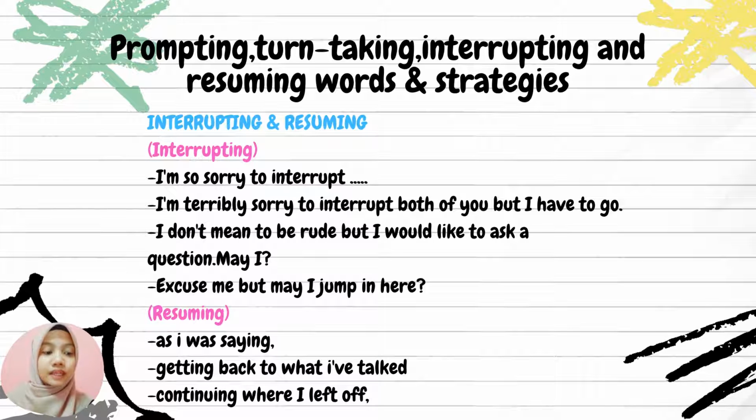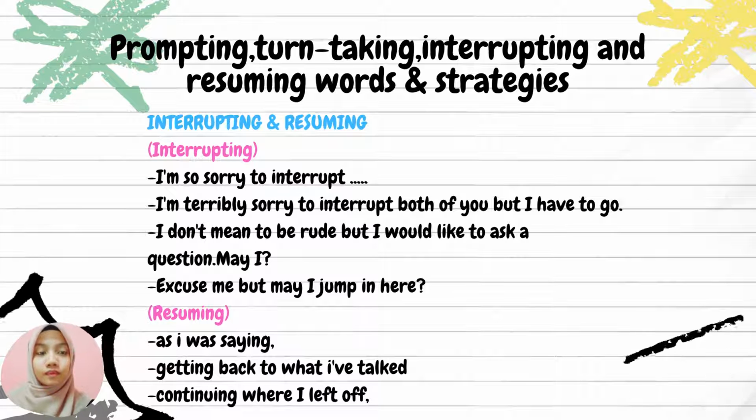Here are some different types of interrupting that usually happen in a group discussion, like asking a question, giving your point, or even when you have to go somewhere else, so you need to stop the discussion with others.